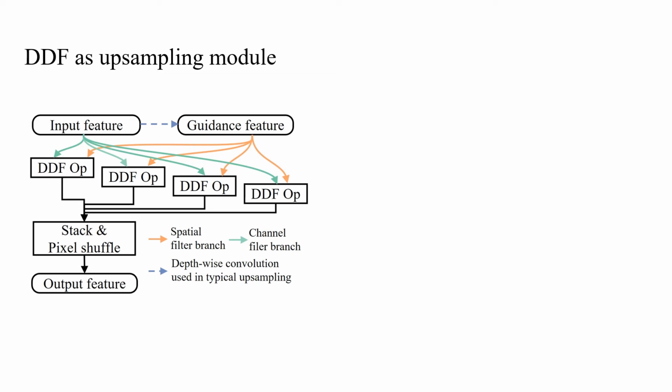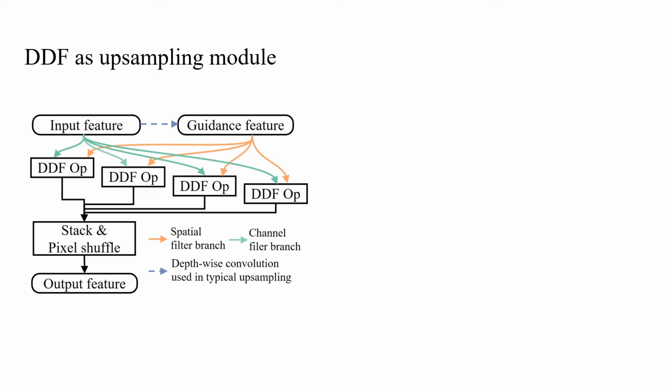As illustrated in the figure, when the upsampling factor is 2, DDF up employs 4 DDF operations. All of them use the channel filters predicted from input and the spatial filters predicted from the guidance. For the typical upsampling case, we compute the guidance features from the input features using a depth-wise convolution layer. DDF up can be seamlessly integrated into several CNNs where upsampling operators are needed.